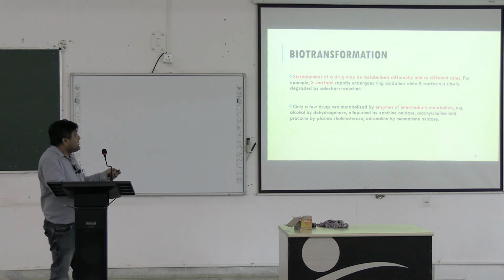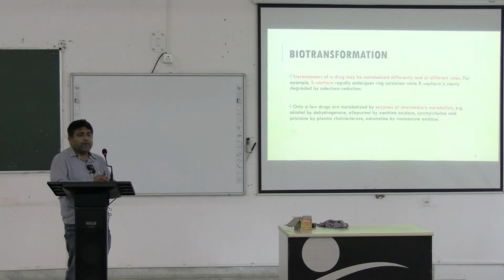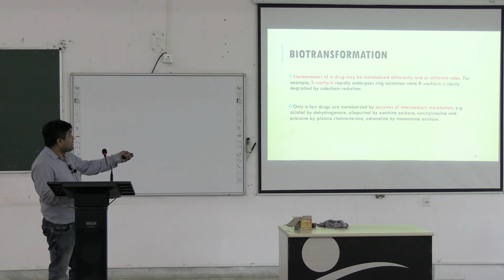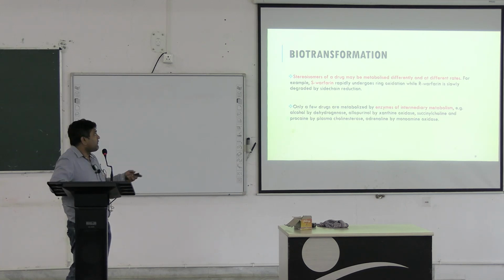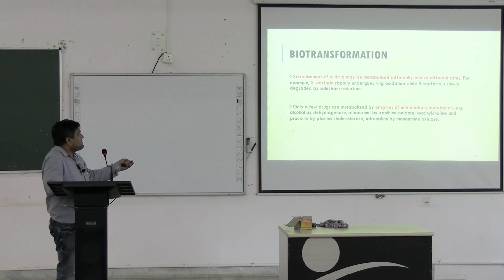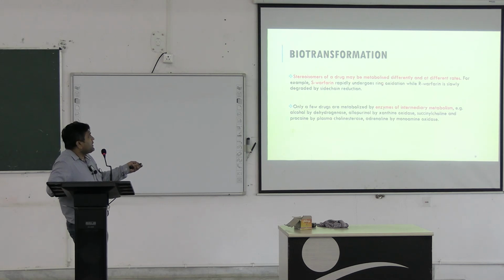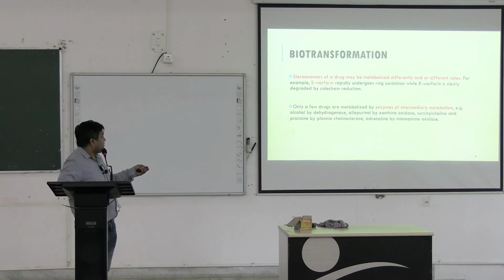Now, stereoisomers. Various chemical compounds have stereoisomers, R enantiomer, S enantiomer. Stereoisomers of a drug may be metabolized differently, with different rates. An example is the enantiomers of warfarin. S warfarin rapidly undergoes ring oxidation, while R warfarin is slowly degraded by side chain reduction.